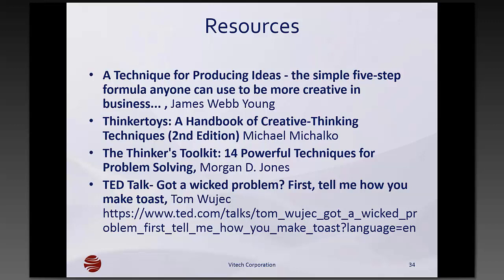The first one is a technique for producing ideas. That's a little book that you can get on Amazon. The price is really, really low. It's available in Kindle version for under $3. Probably a function of the fact that it was written so long ago. It's an older book. It's just a short little book, can easily be read in one evening, but it ought to be required reading for anybody engaged in the creative process. And all engineers are engaged in the creative process. The second book is Thinker Toys.